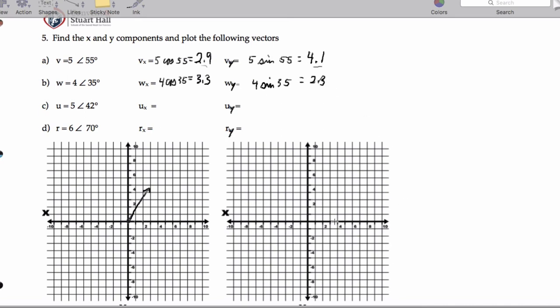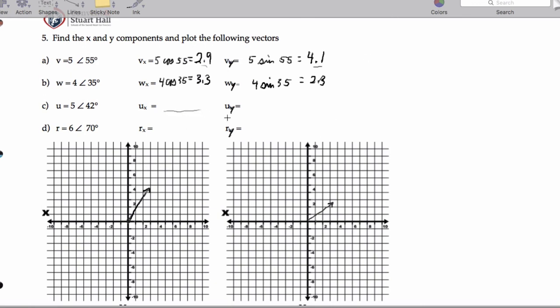So to plot that, I'll go over 1, 2.3, about there. And then, sorry, my x-coordinate is 3.3. So 1, 2, 3.3, and then up 2.3, like that. I'll take my arrow, I'll draw it here, and I'm essentially done. I will actually stop working on problem number 5 right here.